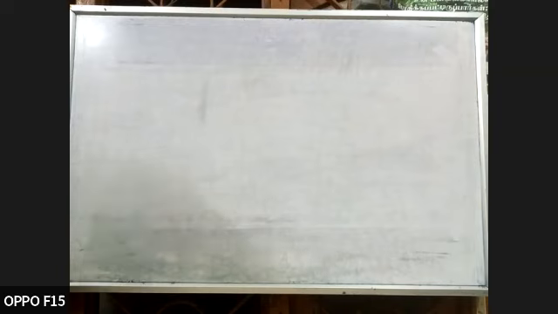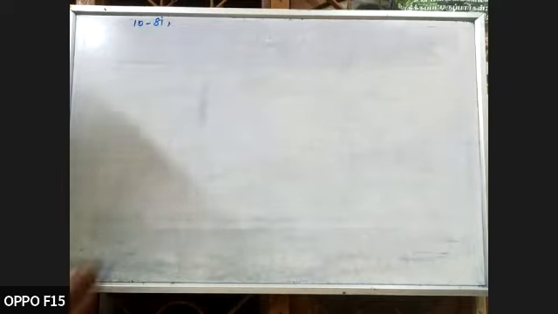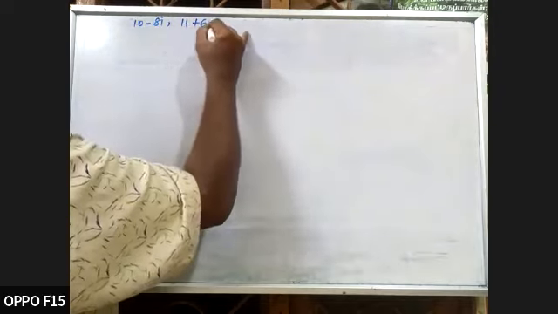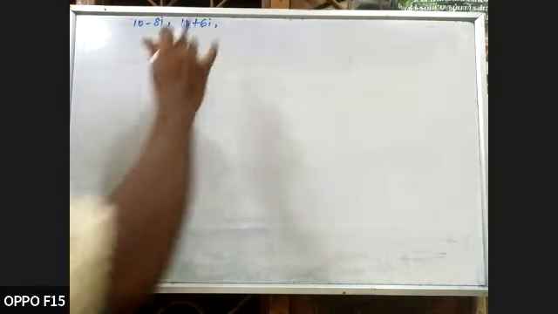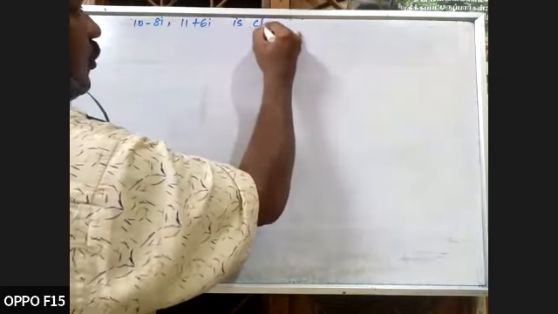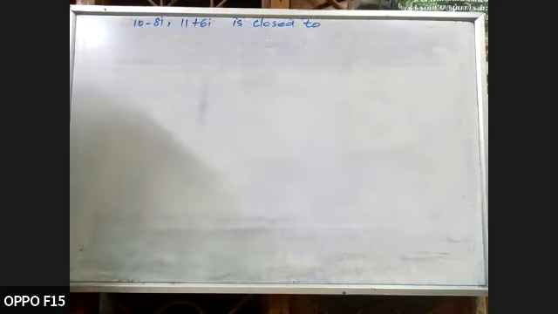The next problem: which one of the points, 10 minus 8i, comma, 11 plus 6i, is closest to 1 plus i?